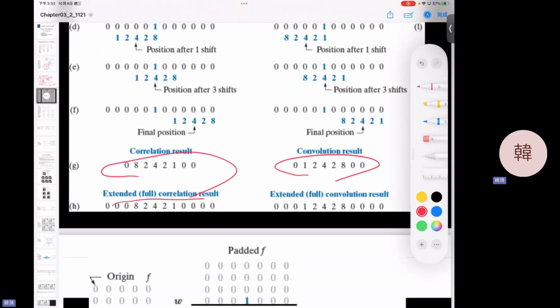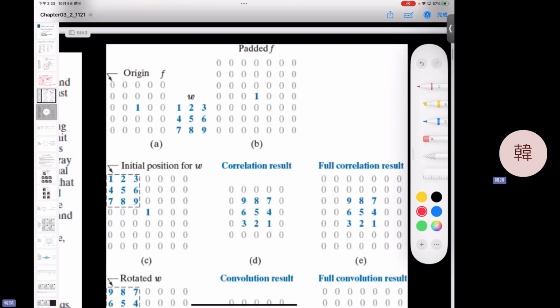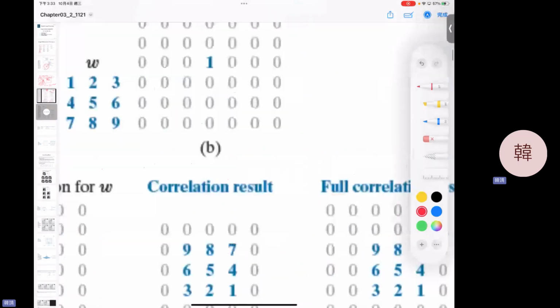And the extended correlation, extended convolution. I will just mention why it is extended. Because before you perform the correlation operation and convolution operation, you do some zero padding first, padding outside. But if you use zero padding, the result will give you some very ugly border result. So let's see here.